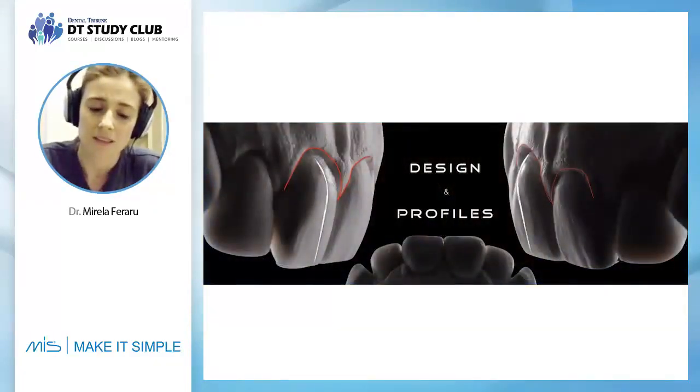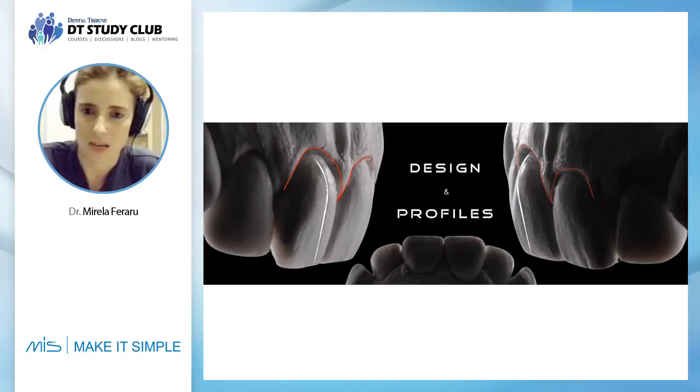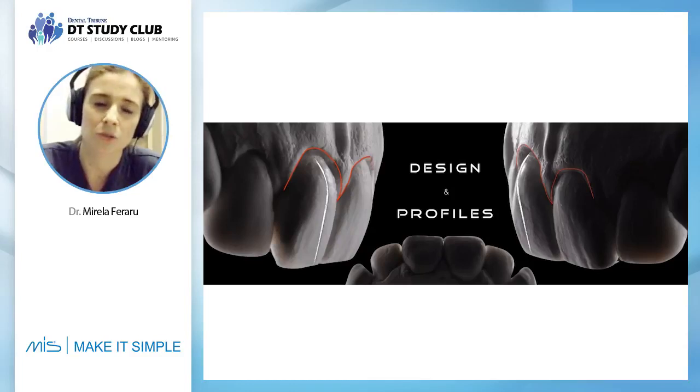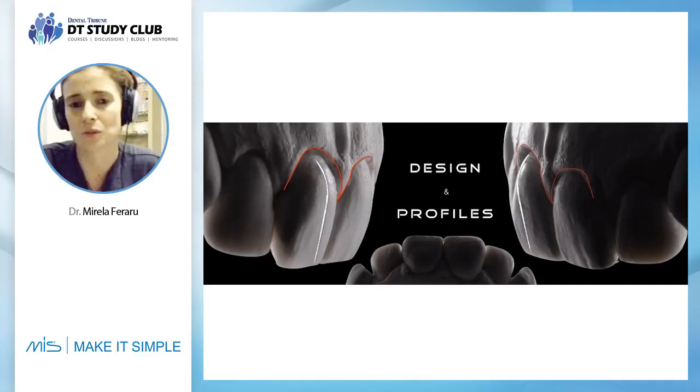Now the decisions for the design and the correct profiles start already from the model, already from the wax up. At this stage, the dental technician already knows and understands that he will have to have, for example, a completely different approach when he's designing the profile of the crown on tooth number 11 than he will have to do on the veneer for tooth number 21.